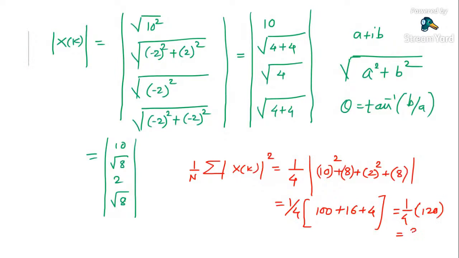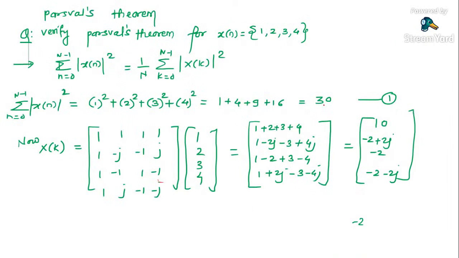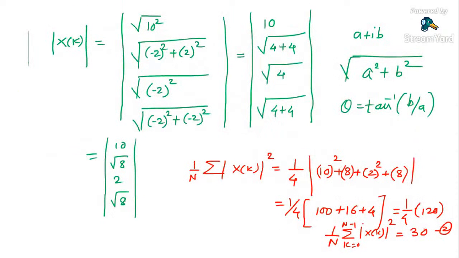So 4 3s is 30. So we got 1 upon N summation k starting from 0 to N minus 1 of X of k bracket square is equal to 30. So this is equation number 2. Now compare both. What is the answer you got? 30. And by using the DFT also you got 30.